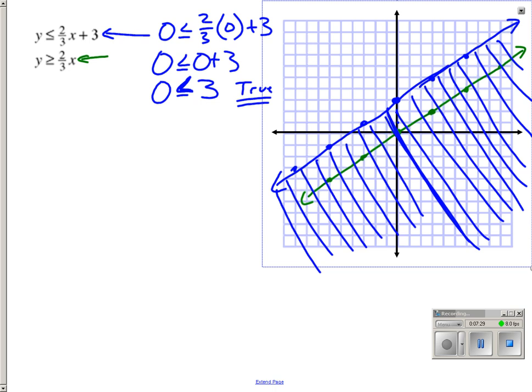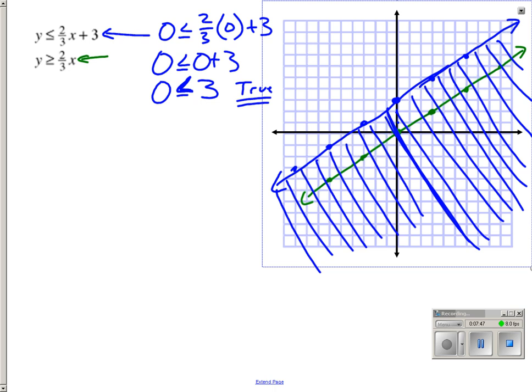Now I'm going to use the green guy. Now, I can't use 0, 0 as a test point here because the line goes through it. So you can't test if one side or the other works when you're testing on the line. I always tend to use nice numbers like 2, 2 or 3, 3 or 1, 1 or something like that.